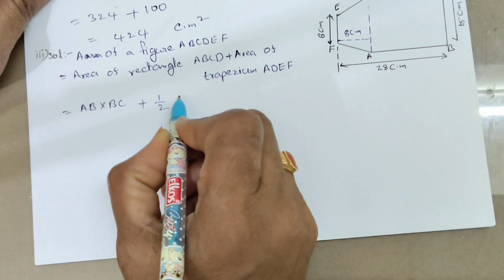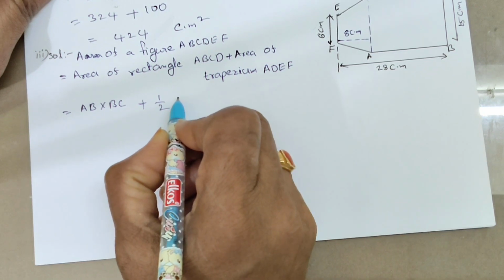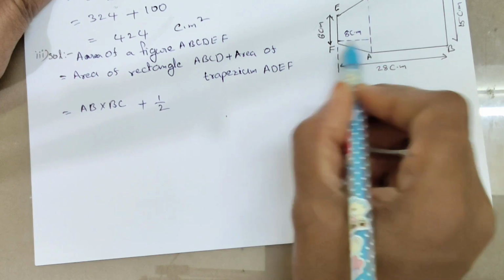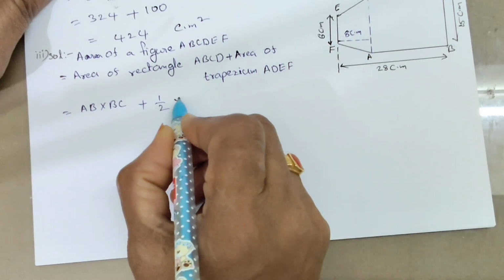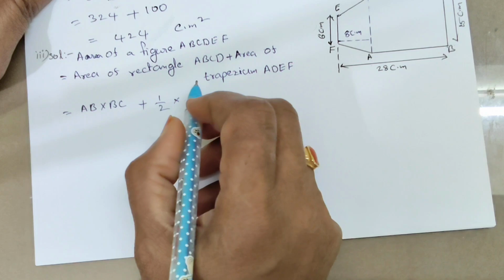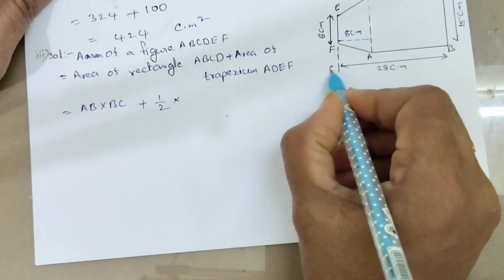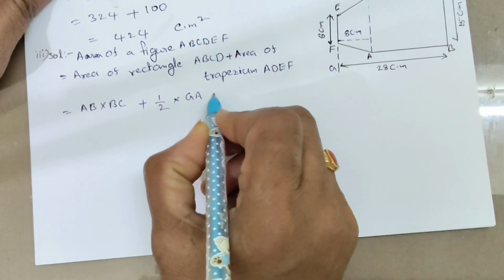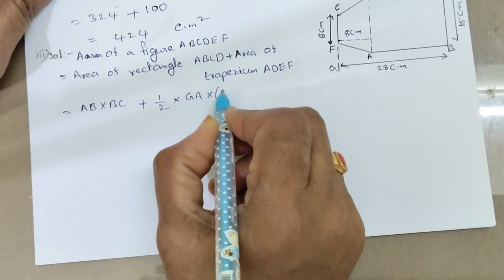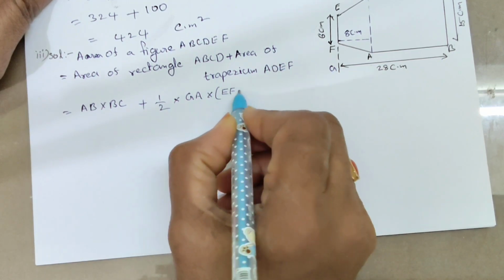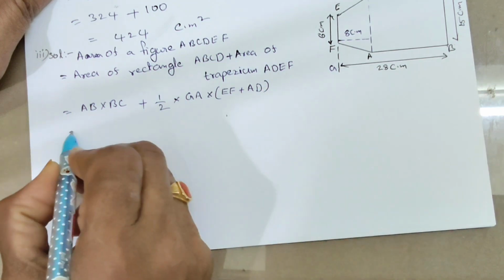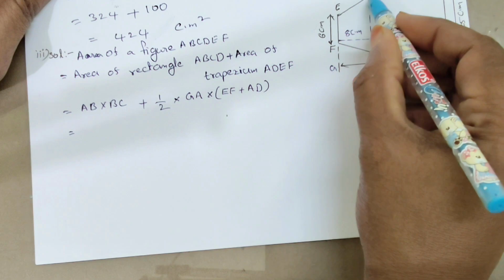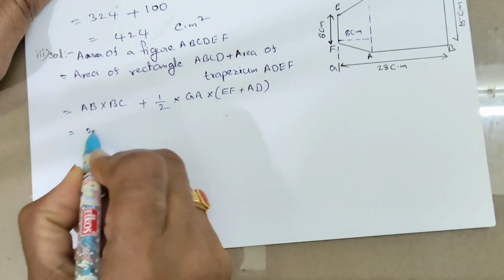Trapezium is equal to 1/2 height into the sum of these two parallel lines. Here the height is 8 centimeters. Here we write any name: G to A is the height. GA into the parallel sides, EF plus AD, is equal to AB into BC. AB into BC, where AB is equal to DC, 20. Here also 20 into BC.